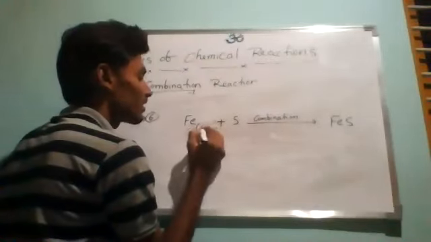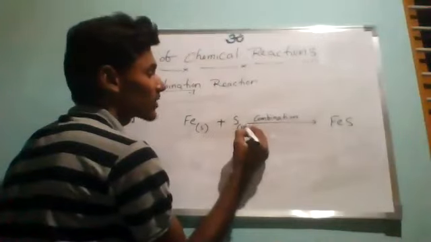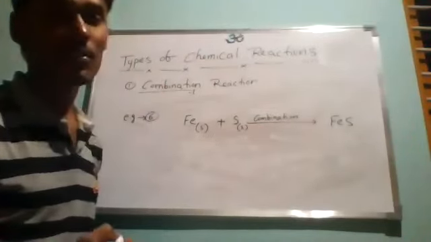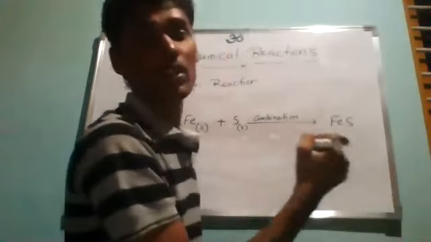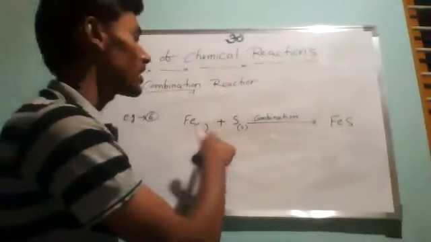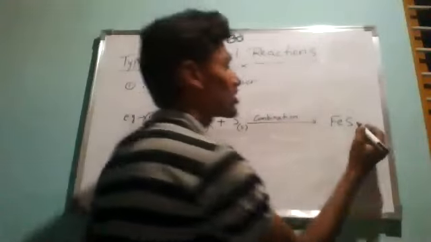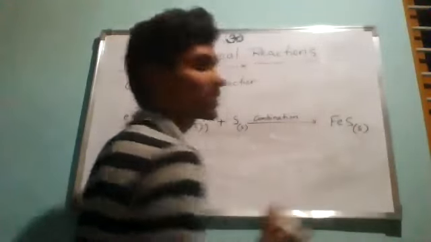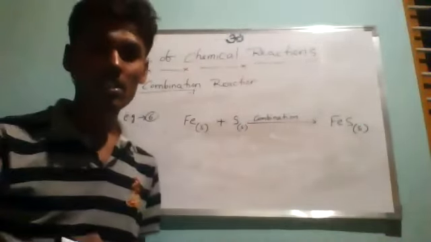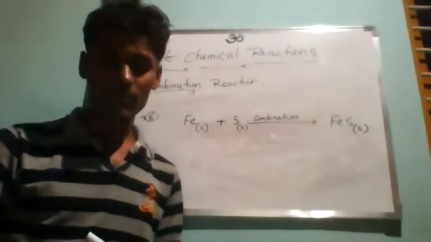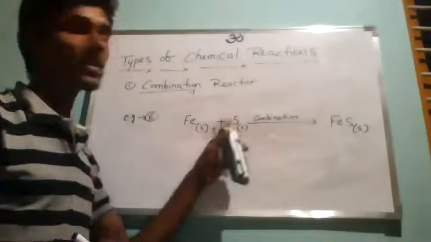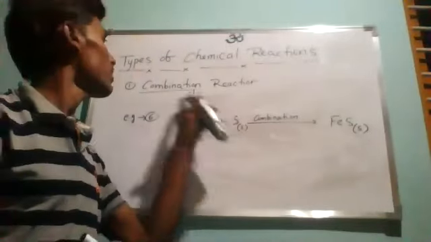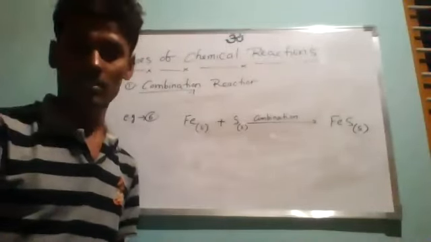Now represent the state of these elements, the reactants and products. Iron is present in solid state. Sulfur is also present in solid state. And FeS, the product formed by the combination of iron plus sulfur, is also present in solid state. Understood? So these are all the examples of element plus element type of combination reactions.